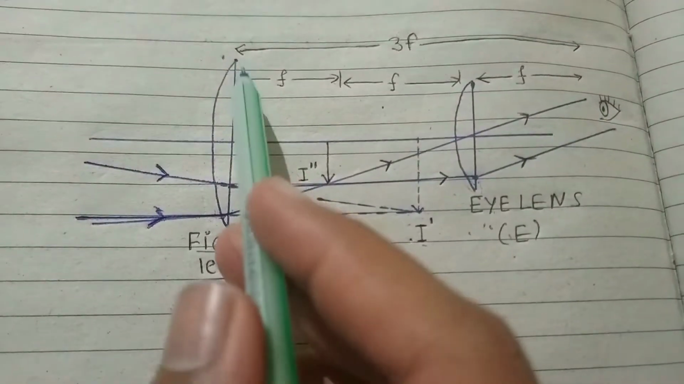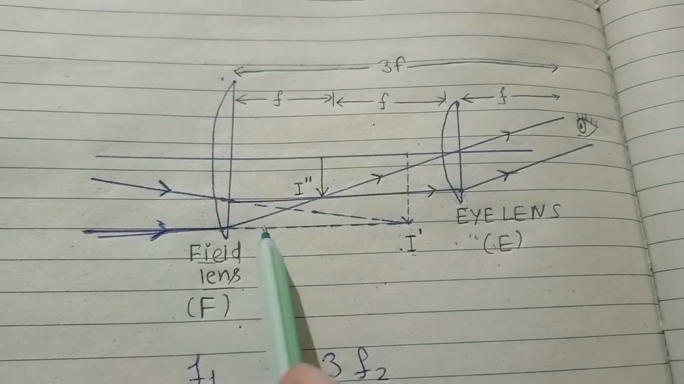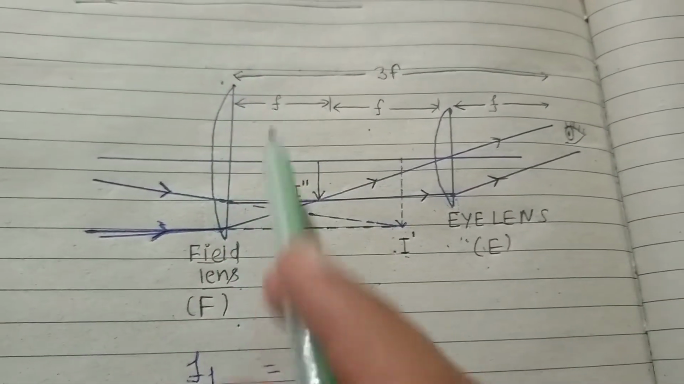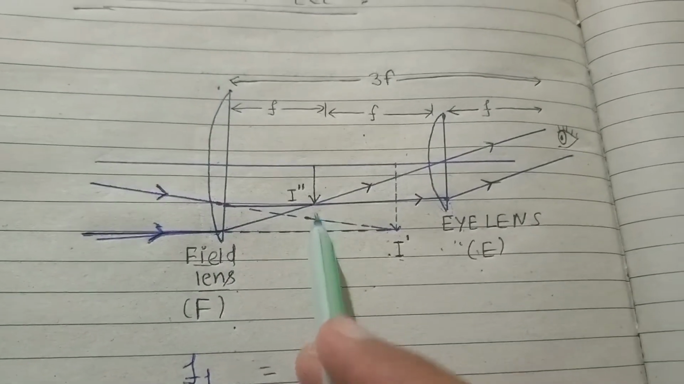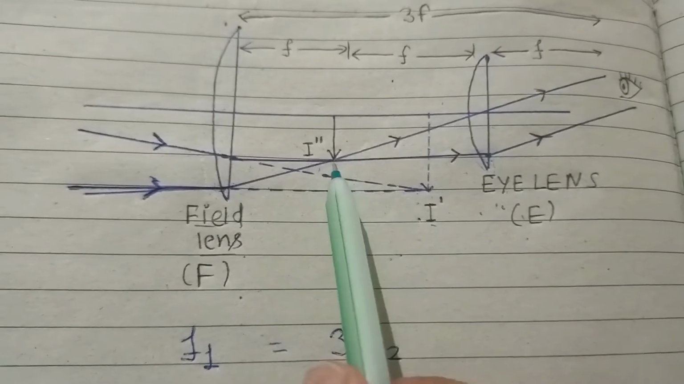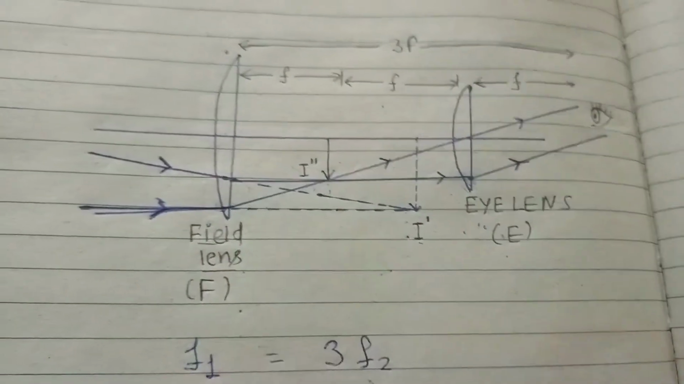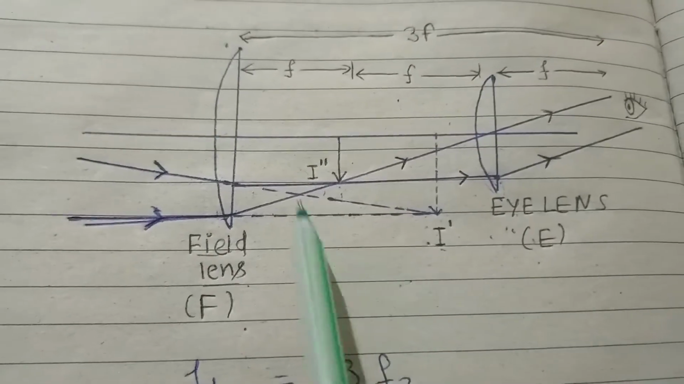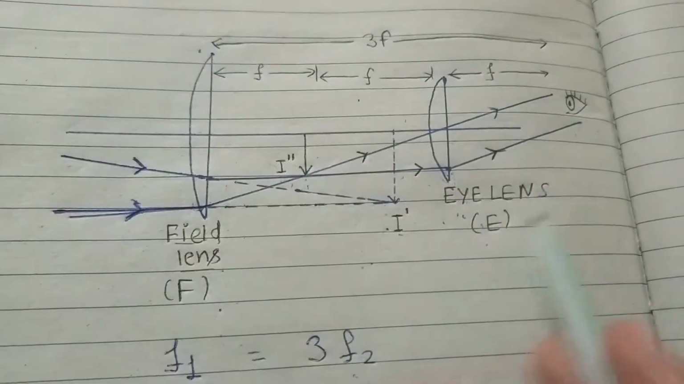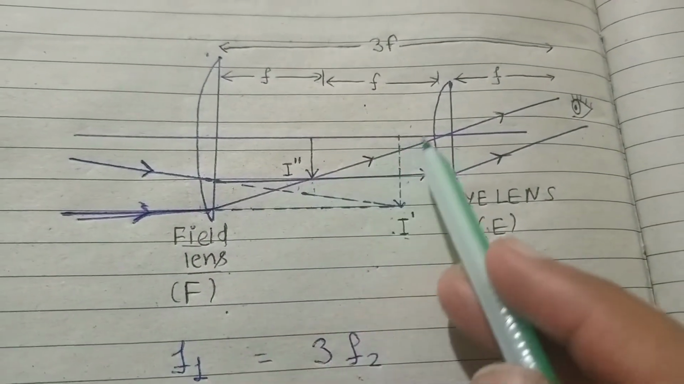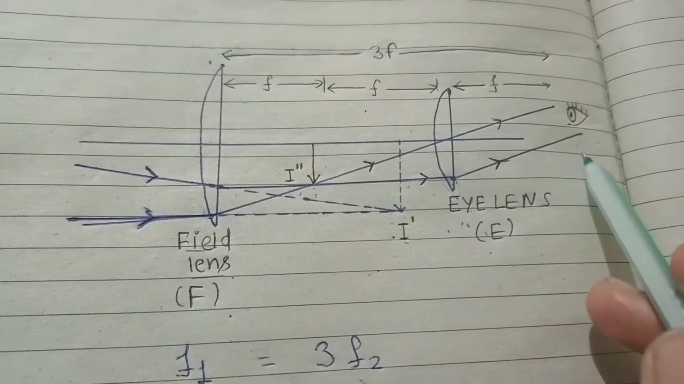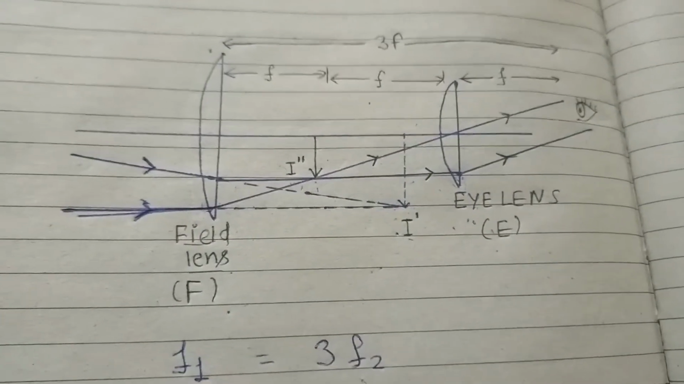Now after passing through the field lens, the two rays will meet at the point I double dash. So you can say that the image formed by the field lens is at point I double dash, and this point is just between both the lenses. And now the final image will be formed at infinity by the whole eyepiece. As you can see, this ray will go from here, and this ray will be incident here and bend, so these two rays will go parallel, and the image is formed at infinity.